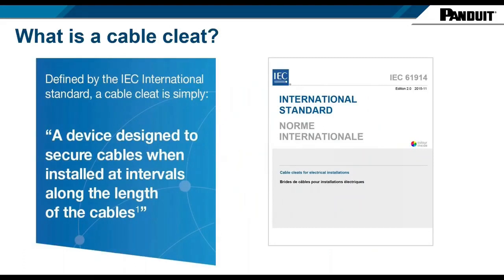So we start with a very simple definition of what a cable cleat actually is. And I take the definition from the IEC standard 61914. A cable cleat is simply a device designed to secure cables when installed at intervals along the cables. So the standard at this point doesn't bring into question materials or physical size.